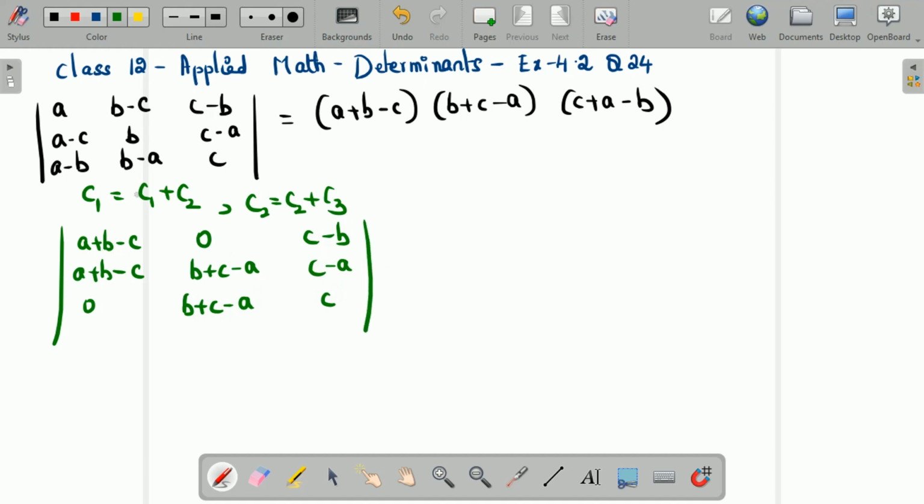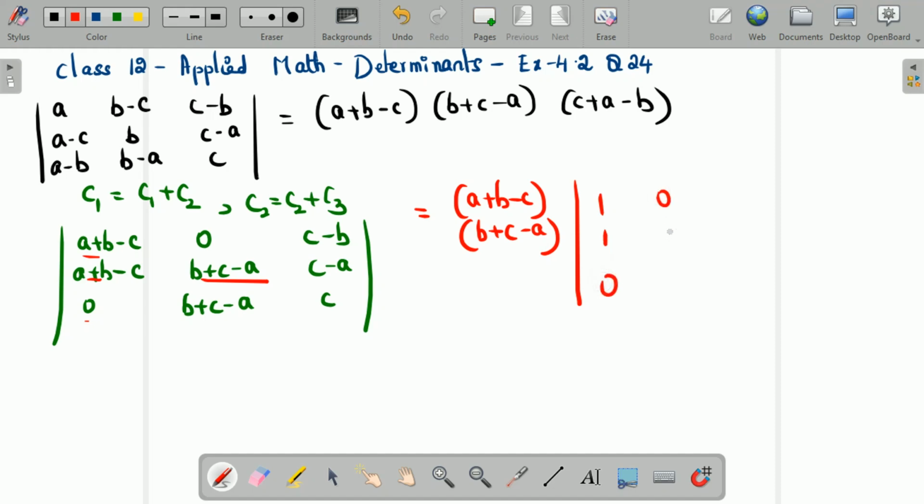Now from the first column, you can see that these two values are the same and the last is 0, so we will be able to take it out. This is a plus b minus c. Similarly, in the second column we see b plus c minus a, so I'm taking that also together. So the first column will become 1, 1, 0, the second column will become 0, 1, 1, and the last column is c minus b, c minus a and c.